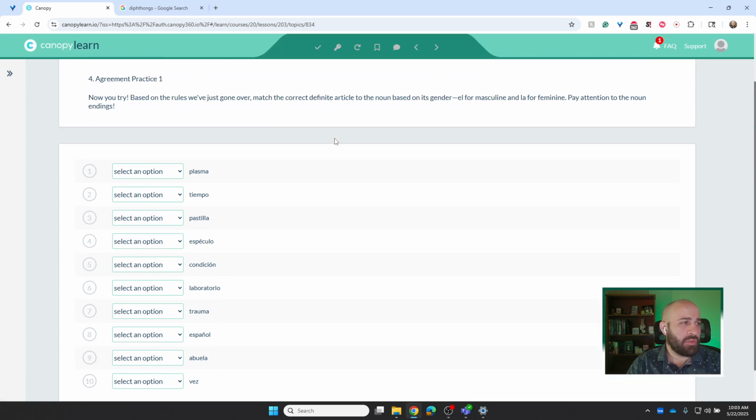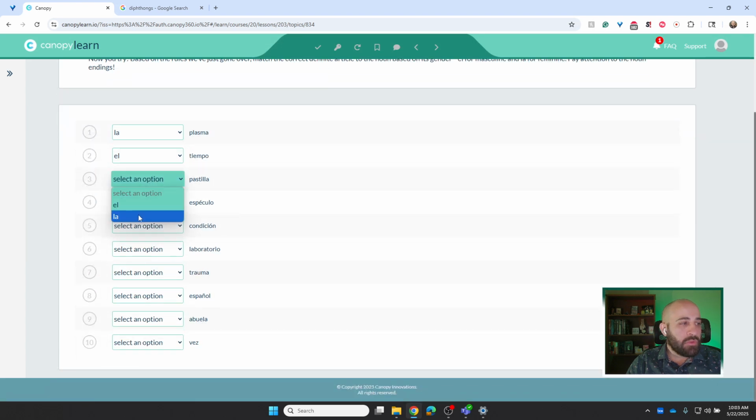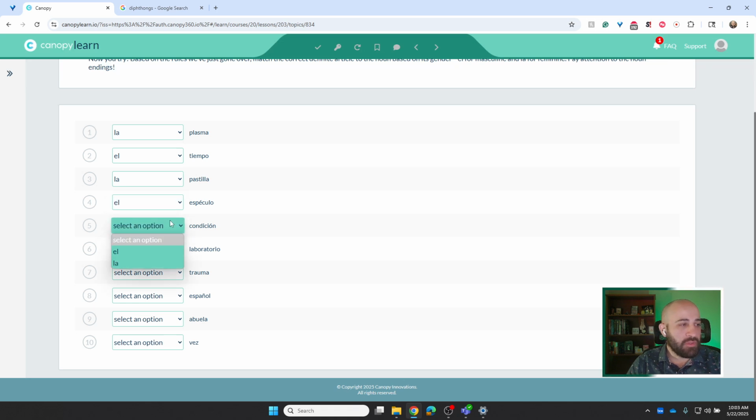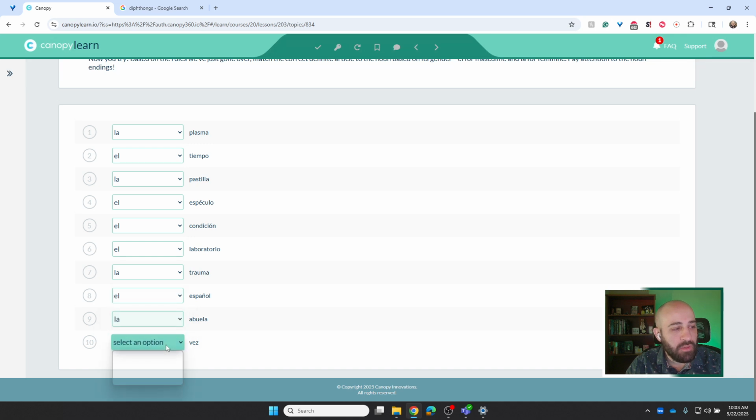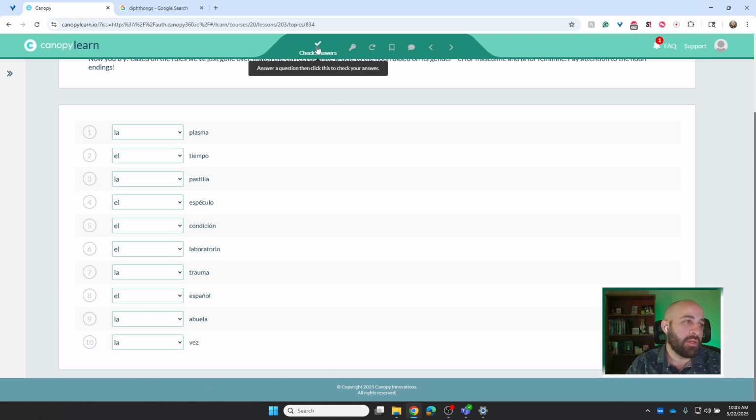Now you try. Based on the rules we've just gone over, match the correct definite article to the noun based on its gender. El for masculine, la for feminine. Pay attention to the noun endings. So basically, if it ends in O, I'm saying el. If it ends in A, I'm saying la. El español, la abuela, la vez. I don't know. Okay. Check answers.